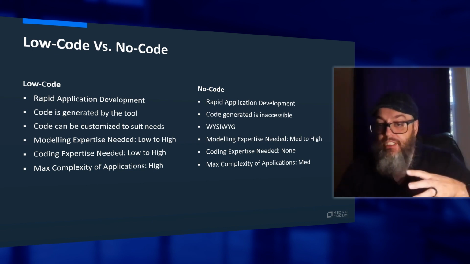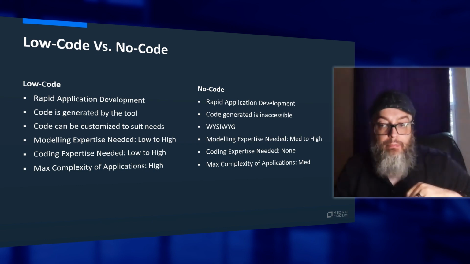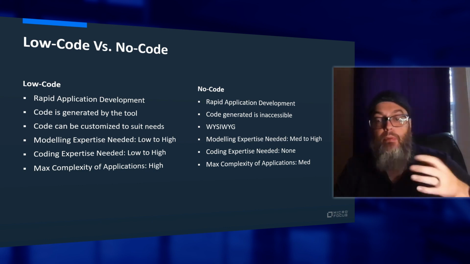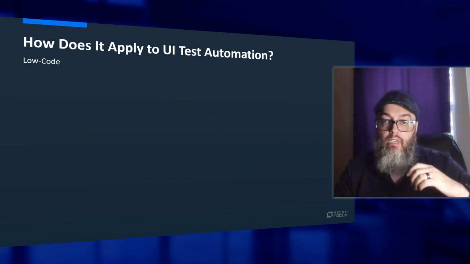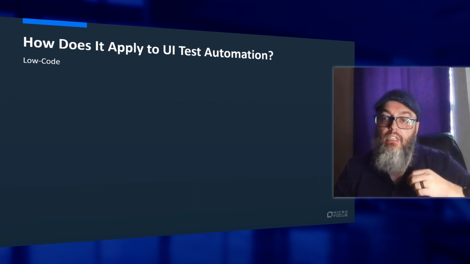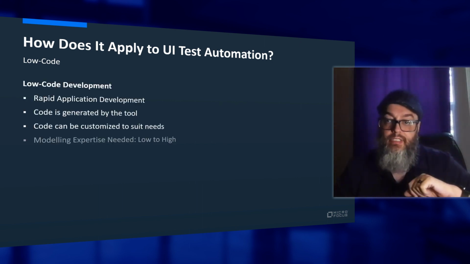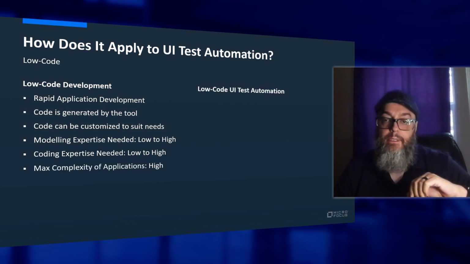Now that we've established what low code and no code are from an application development perspective, let's talk about how these concepts and characteristics are applied to UI test automation techniques and tooling. First, let's look into the low code perspective. How do those low code characteristics that we talked about apply to UI test automation?